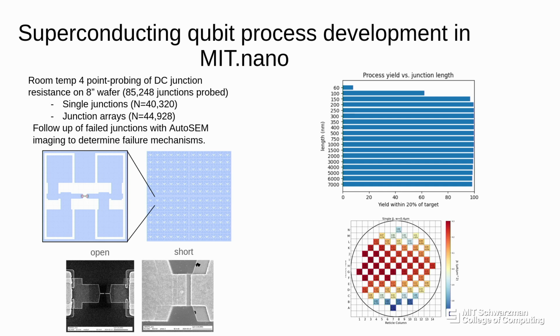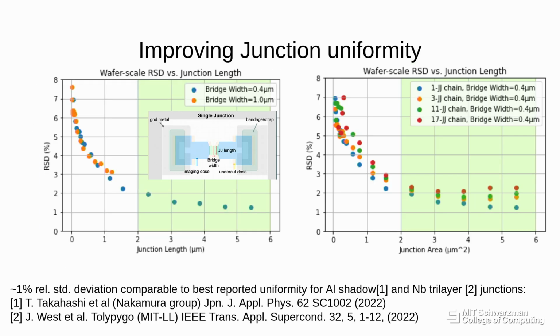A lot of the stuff that we do also involves CMOS-style process engineering, where we actually build these things in the clean room in MIT.nano. We characterize tens of thousands of these Josephson junctions in order to improve the reliability so that we can build these quantum computers in a predictable way.